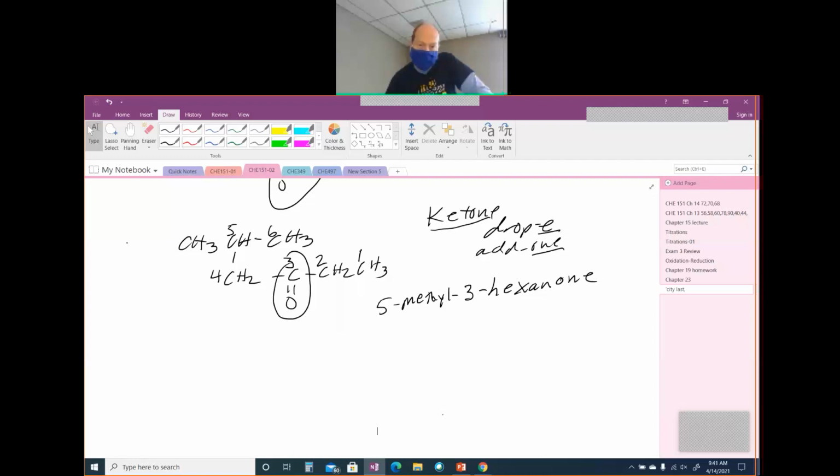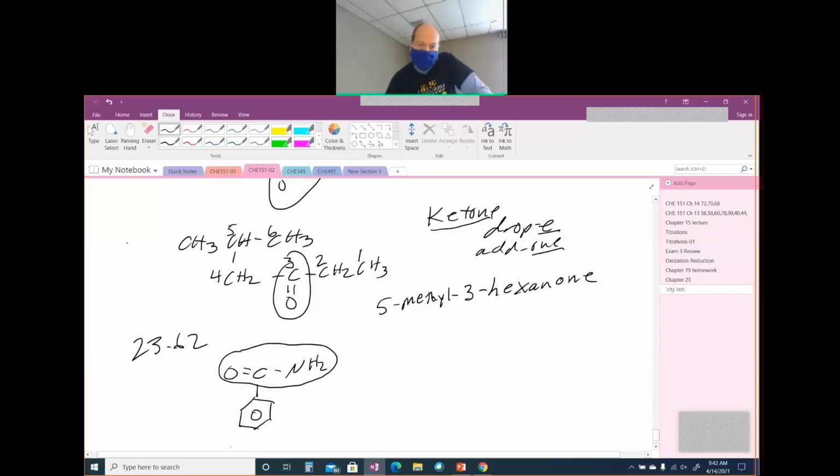All right, 62. Identify each of the following compounds as primary, secondary, tertiary, amine, or an amide. All right, so we have a C double bond O, we have an NH2, and we have a benzene ring. So for this one, we would circle the C double bond O NH2.